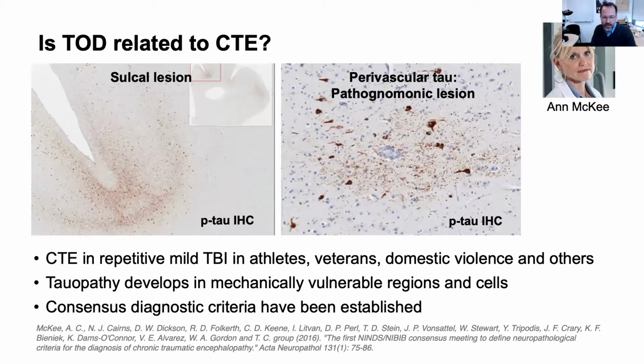Now, what about chronic traumatic encephalopathy? So you may have read about chronic traumatic encephalopathy because it seems to be in the news like twice a day, or it had been. Maybe it's now like once a week. It's such an important issue.